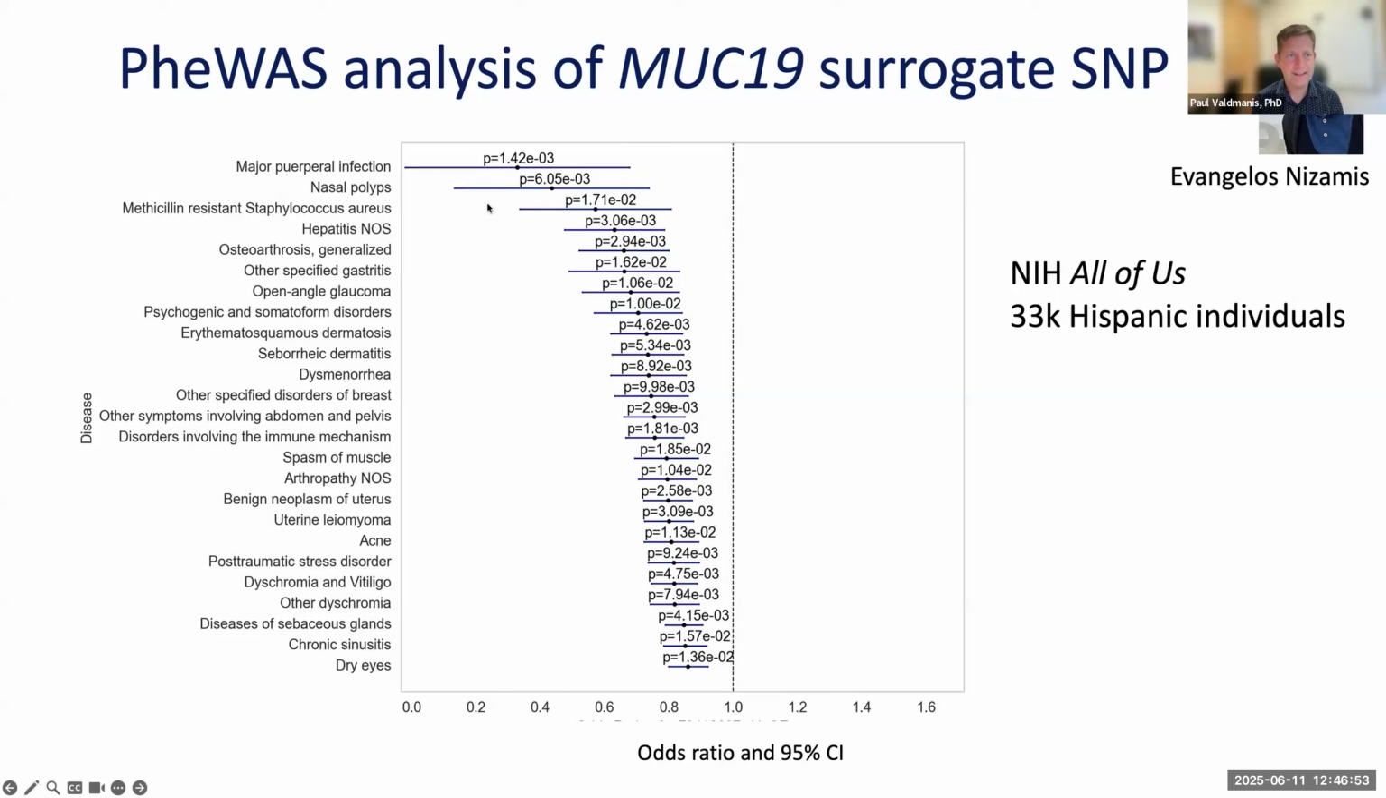I had to look up what this actually means, but these are severe infections after birth, so in mothers. And so if this repeat expansion is protecting against some of these infections after birth, perhaps modern medicine has been able to promote survival of individuals that otherwise would succumb to this.